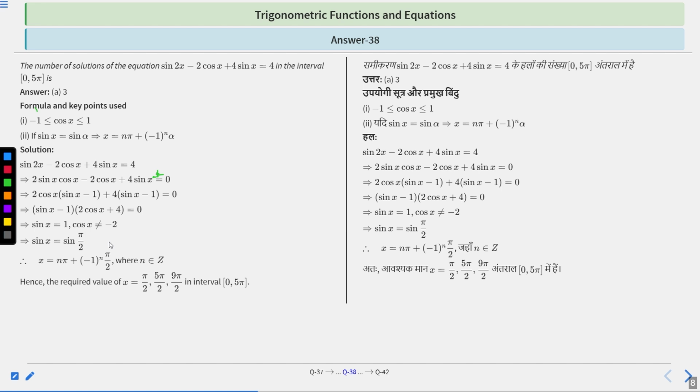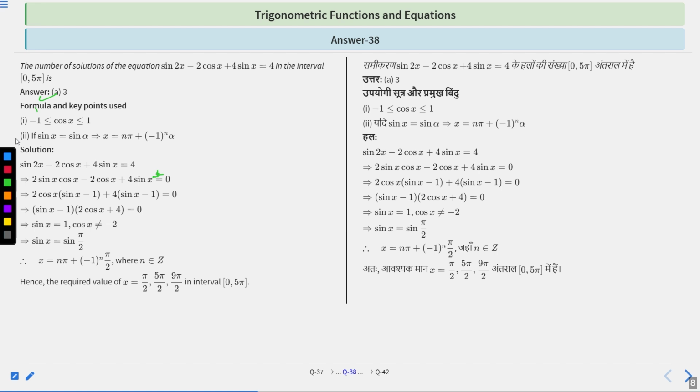So cos x cannot be equal to -2, so we will reject this. And if sin x equals 1, this implies sin x equals sin pi by 2. Therefore x equals n pi plus (-1)^n pi by 2, where n belongs to Z. Hence the required values of x are pi by 2, 5 pi by 2, 9 pi by 2 in the interval 0 to 5 pi. Therefore there are 3 solutions of the given equation. Therefore option A is the right choice. Got it?